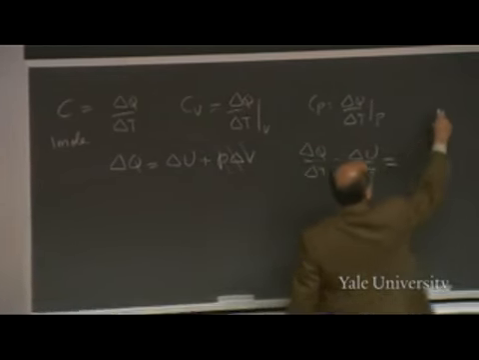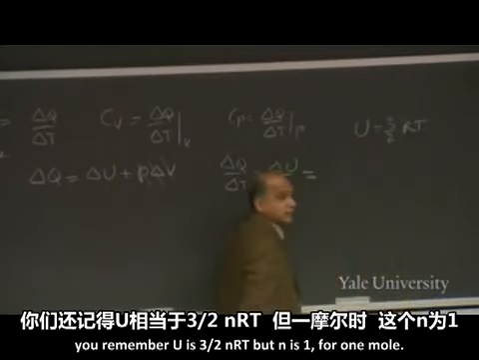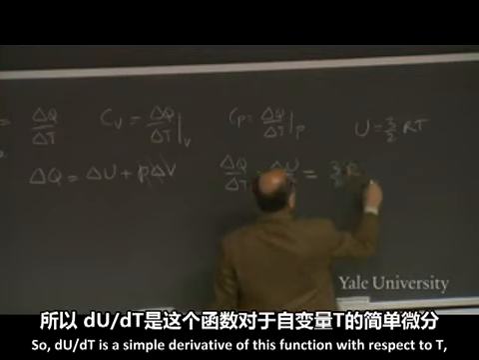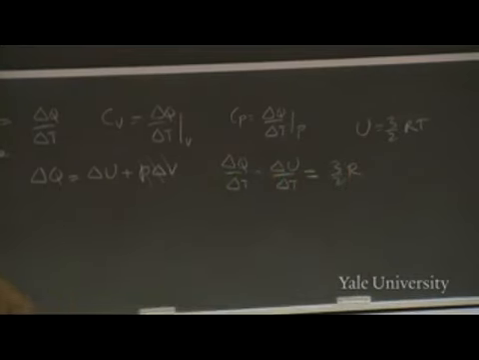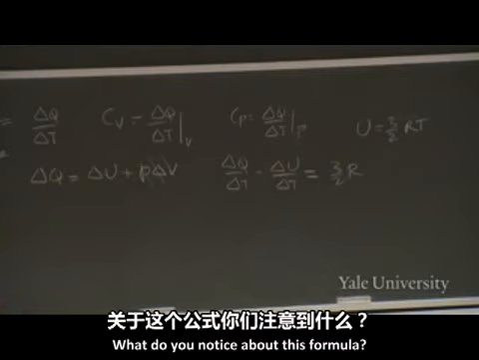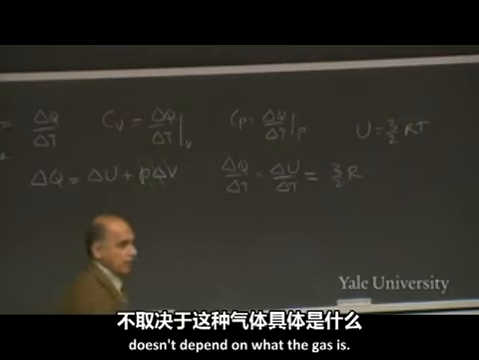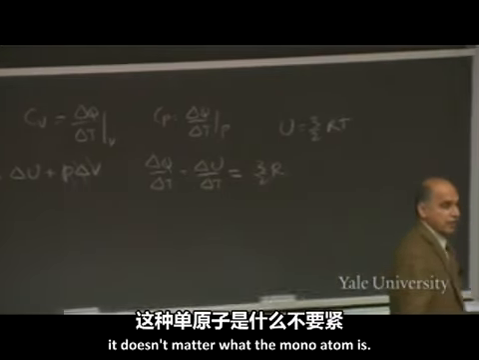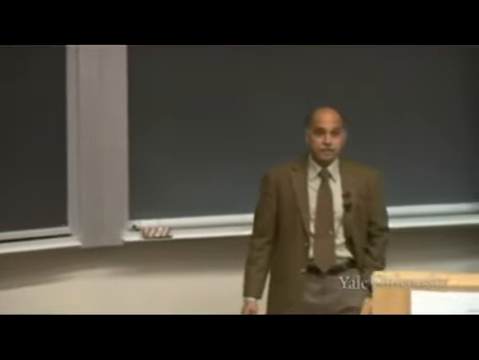And for 1 mole, you remember U is 3/2 nRT, but n is 1 for 1 mole. So dU/dT is a simple derivative of this function with respect to T, which is 3/2 R. What do you notice about this formula is the specific heat of 1 mole of a gas doesn't depend on what the gas is. As long as it's a monoatomic gas, it doesn't matter what the monoatom is. It could be hydrogen, it could be helium, it doesn't matter.